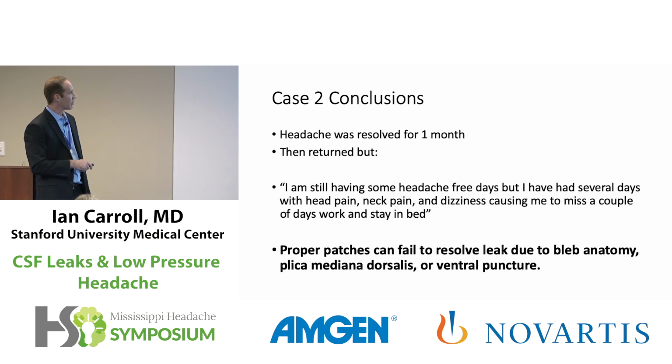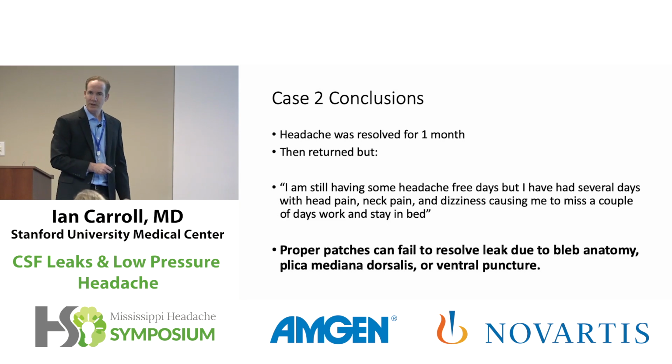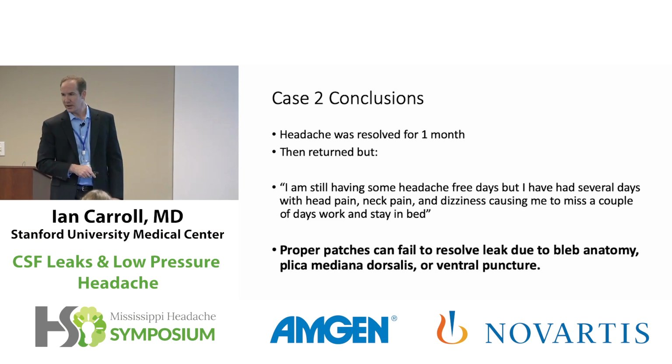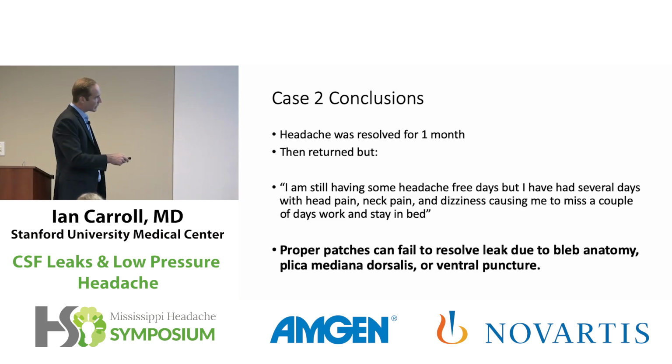And the message here is that proper patches, which she had 3 of, can fail to resolve a leak due to that kind of bleb anatomy or due to the contrast not crossing over the midline, because many people have a fibrous band in their epidural space called a plica mediana dorsalis, or it may fail because of a ventral dural puncture. So if somebody looks like they have a headache after a dural puncture and they get an epidural blood patch and it doesn't work, you can't just wash your hands and say, oh, it must be migraine. Because there's 3 reasons why that blood patch might not have worked.